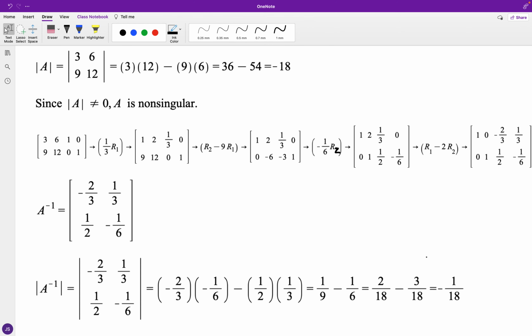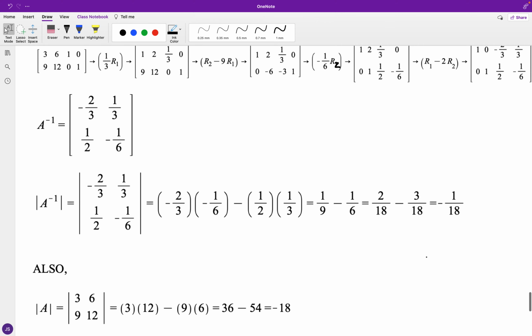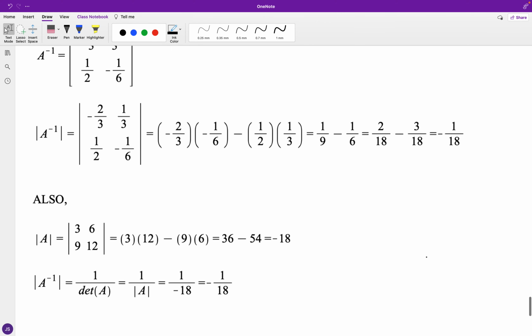And again, another approach to finding the determinant of the inverse. The determinant of matrix A was minus 18. With our formula, the determinant of the inverse of the matrix is the reciprocal of the determinant of matrix A. So we have 1 over negative 18, and with this approach, we also end up at minus 1/18.